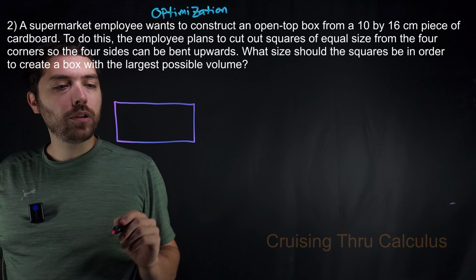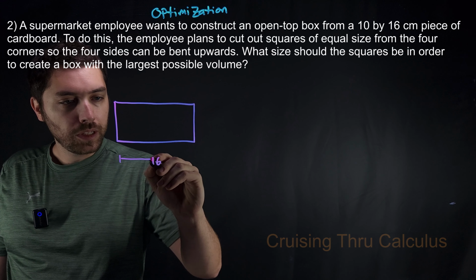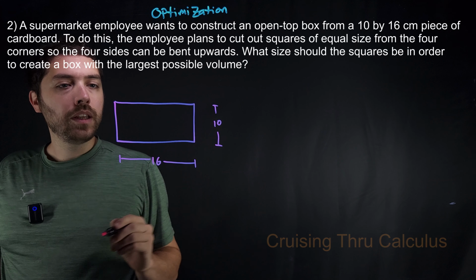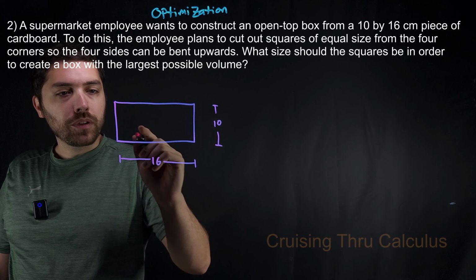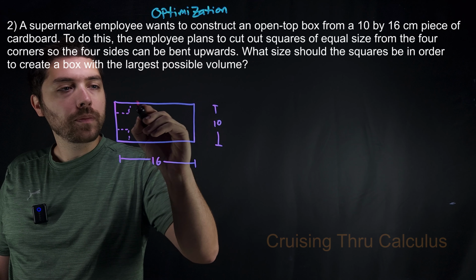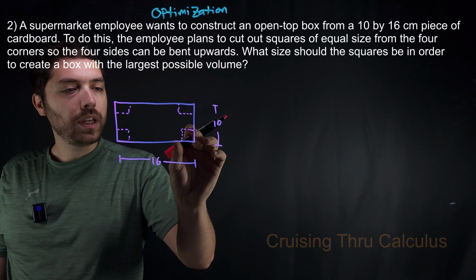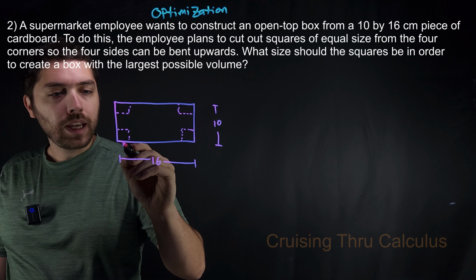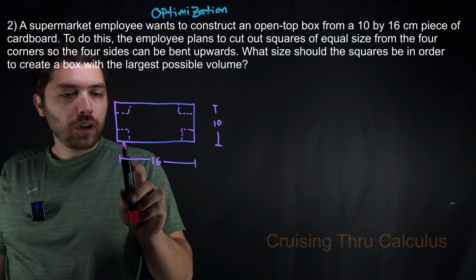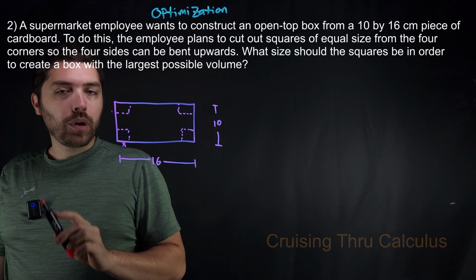Let's say that we have a piece of cardboard here, and we know that one side of the cardboard is 16 centimeters long, and another part of the cardboard is 10 centimeters long. Now, what the employee is going to do is take this flat piece of cardboard and then cut out identical squares in the 4 corners. We don't know how big he's going to cut these out yet, so let's call that distance there that he's going to cut out x. And since these are identical and they're squares, all of these here are x's. I won't write all of them down because that seems a little unnecessary.